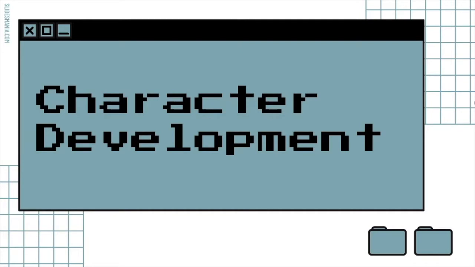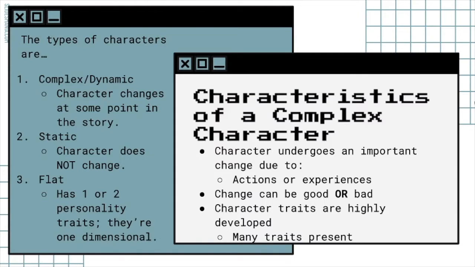Okay, character development. Y'all ready? There are 3 types of characters. The types of characters are complex or dynamic. These characters change at some point in the story. The second type of character is static. This character does not change. And the third is flat characters. Flat characters have 1 or 2 personality traits. They're usually one-dimensional, meaning they're not that interesting.